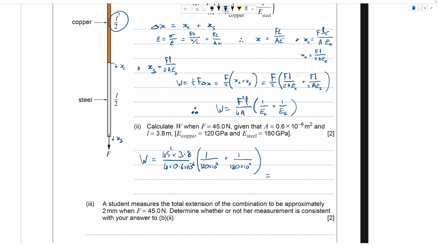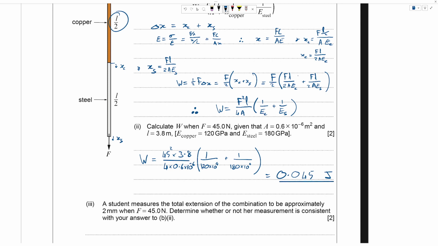And that is very much a job for the calculator. Yeah, slightly odd question. Okay, 0.045. And this is an amount of work done, so the units here, joules, capital J.